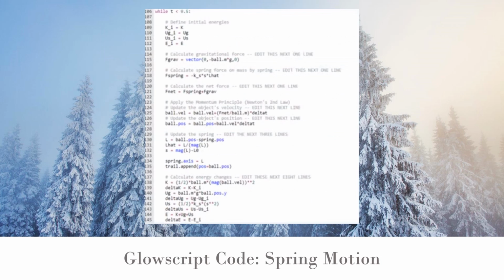Finally, the code is written for the spring's motion, which is basically an iteration loop that calculates the change of energy in every loop. So first, the gravitational force and the spring force were added to find the total net force, right here. Once you find the total net force, it's easy to find the velocity of the ball and the position of the ball using Newton's second law.